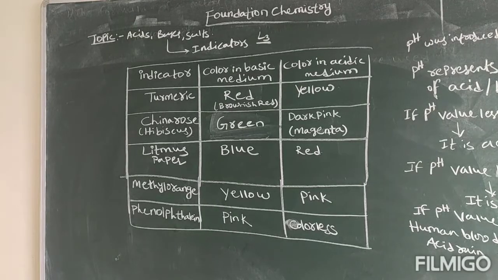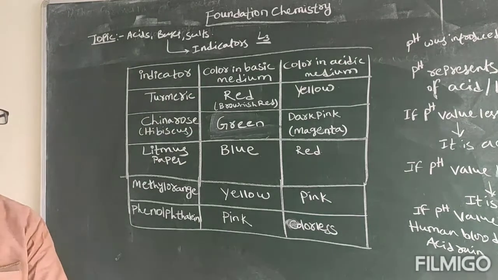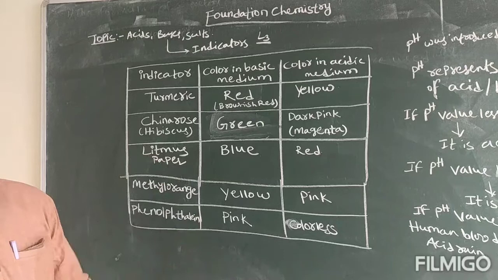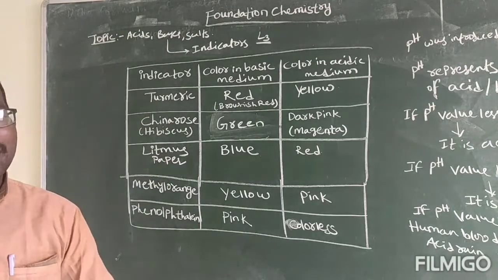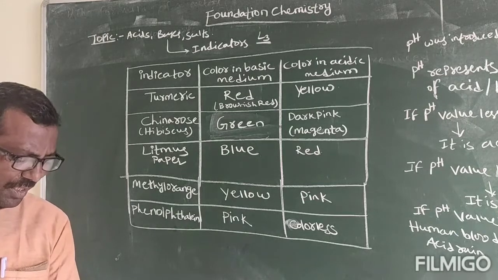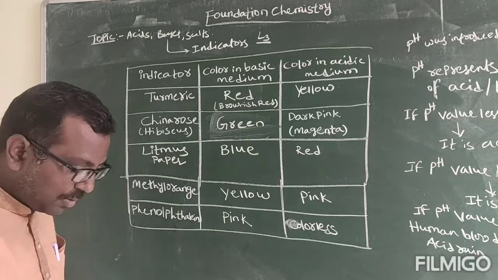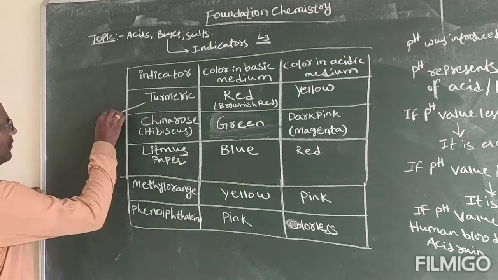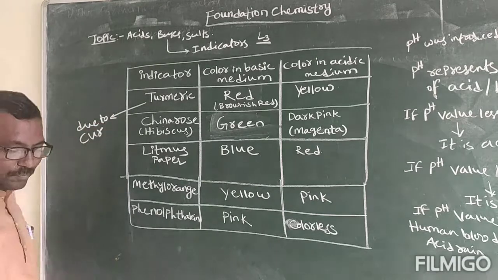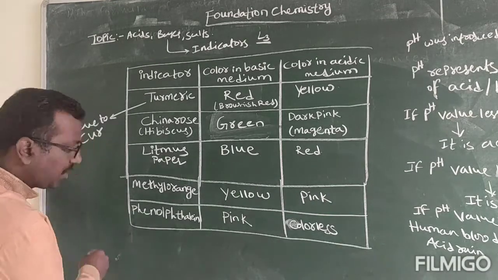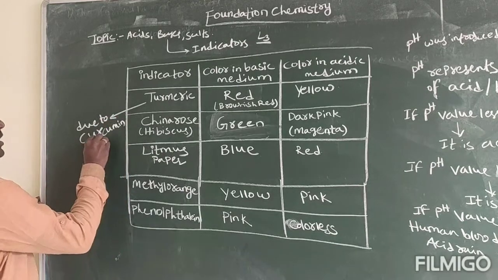Now we will be discussing about the indicators in detail. So what is an indicator? I said it changes its color. Okay. So turmeric, generally turmeric is yellow in color. Why turmeric is yellow in color? Due to curcumin. Okay. Due to curcumin, it is yellow in color.